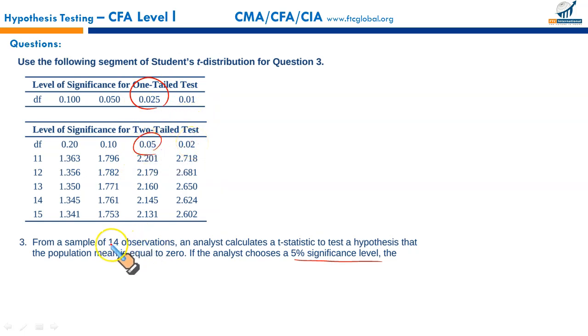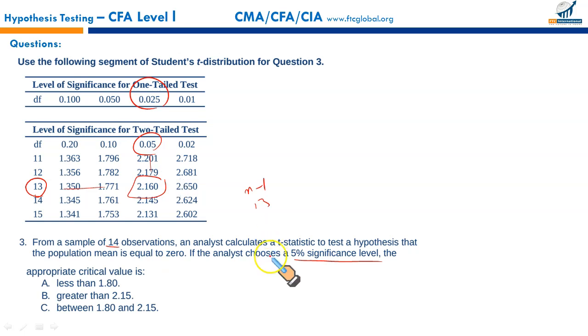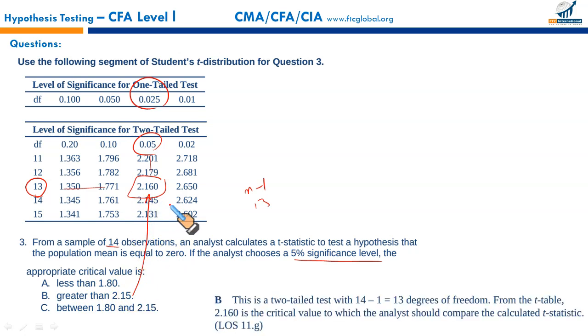So we have a total of 14 observations. I hope you remember the degrees of freedom is n minus 1, that is 14 minus 1, that is 13. So for 13 at level of significance 5%, it's 2.16. So what is the answer? The question was, if the analyst chooses a 5% significance level, the appropriate critical value is greater than 2.15. That makes B the correct option.